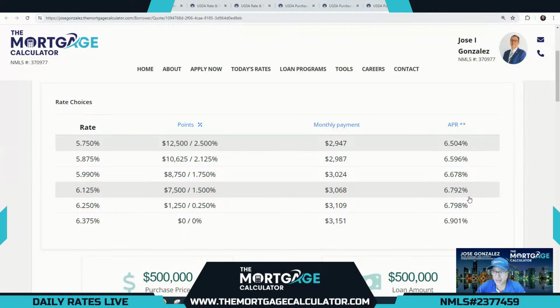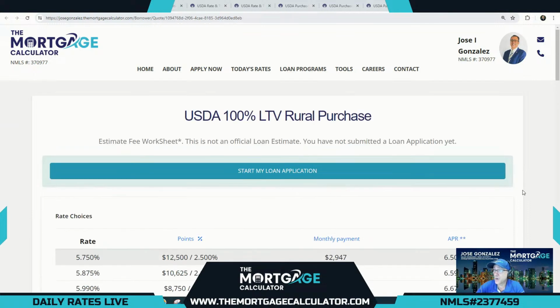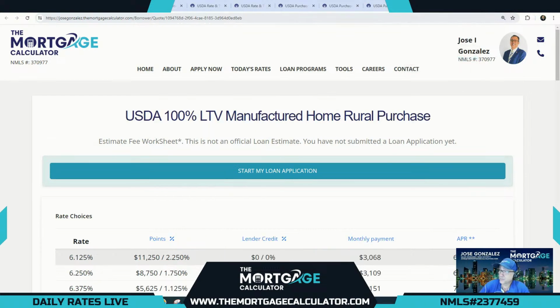And if it is a condo, make sure it's either FHA approved or Fannie Mae approved, or that it abides to Fannie Mae guidelines through a condo questionnaire, and also no litigation. So lowest cost option here is 6.375 at par, and you can buy that down to 5.75% for our standard 1-unit 100% LTV USDA purchase.